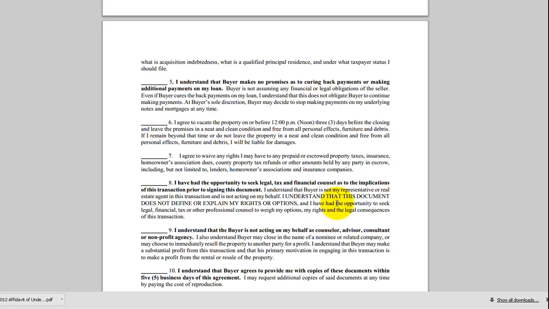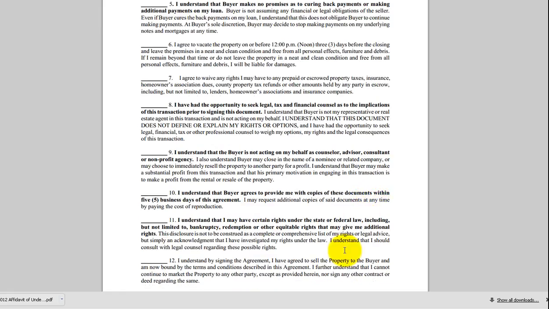They also understand that the buyer is not acting as a counselor, advisor, consultant, or nonprofit agency. The buyer actually will close in the name of a nominee of the related company or may choose to immediately resell the property to another party for a profit. So we're disclosing everything that might happen to this seller owner of record, and they're saying that's fine with me. I'm initialing straight down these paragraphs so that they understand what's happening. They understand that the buyer agrees to provide the seller with copies of documents within 5 days of this agreement.